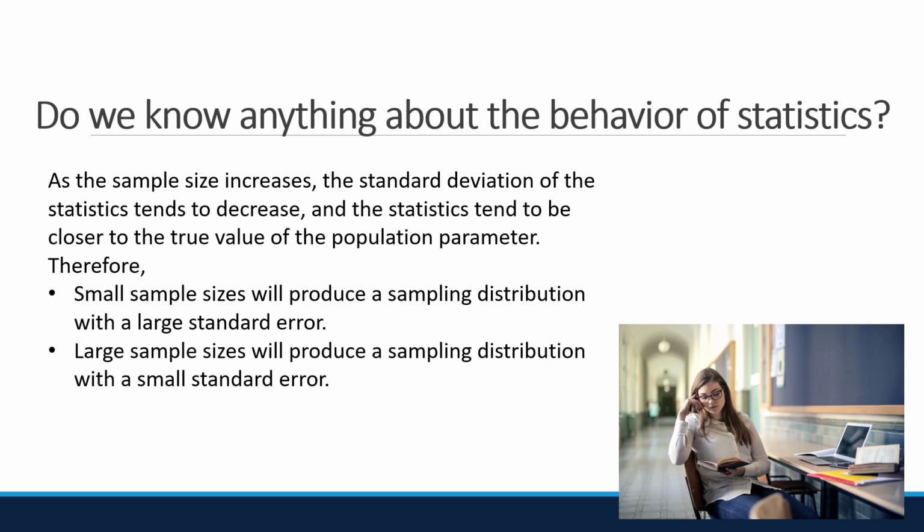As the sample size increases, the standard deviation of the statistic tends to decrease, and the statistics tend to be close to the true value of the population parameter. Therefore, small sample sizes will produce a sampling distribution with large standard error, and large sample sizes will produce a sampling distribution with small standard error. In the worksheets for this module, you will build a sampling distribution.